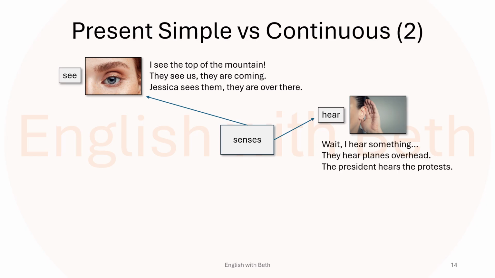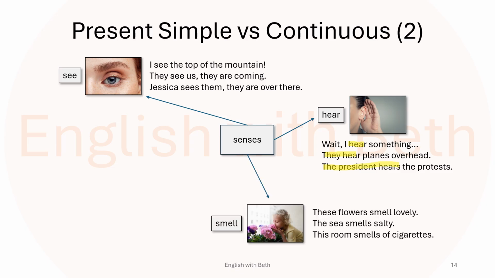Hear. Wait, I hear something. They hear planes overhead. The president hears the protests. So we don't say, wait, I am hearing something, or they are hearing planes overhead, or the president is hearing the protests. We are using the present simple tense here. I hear, they hear, and the president hears.